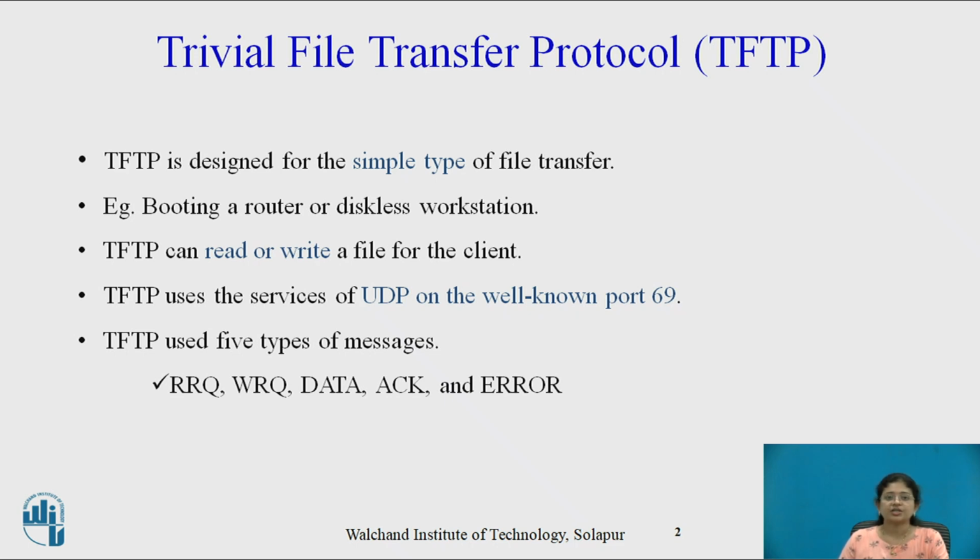Trivial File Transfer Protocol can only read or write a file for the client, and it does not use the several features of FTP. TFTP uses the services of UDP on the well-known port number 69. There are 5 types of messages: read request, abbreviated as RRQ, then WRQ, that is write request, then data, acknowledgement and error. Let us see all 5 messages one by one.